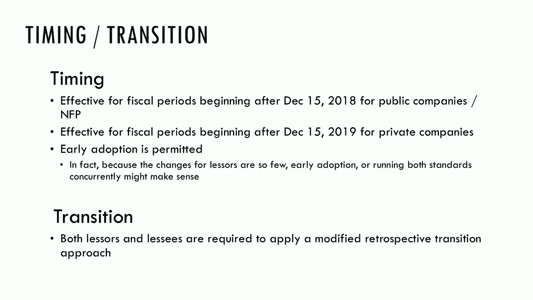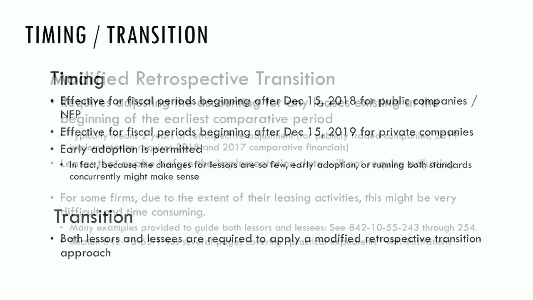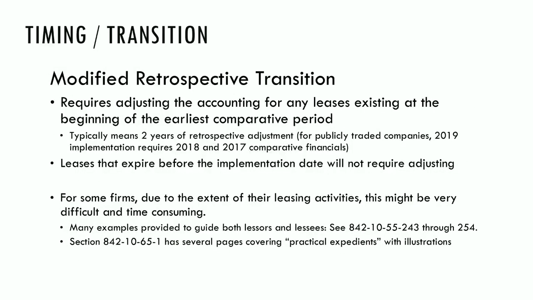If you are just a lessor, the changes are very few. Maybe early adoption or even running both standards simultaneously makes sense. You can get ahead of the curve when it comes to that transition, because both the lessors and the lessees are required to report in a modified retrospective transition. What that basically means is an adjustment in your financial statements, not a refiling, just an adjustment in the display of those going back 2 years.